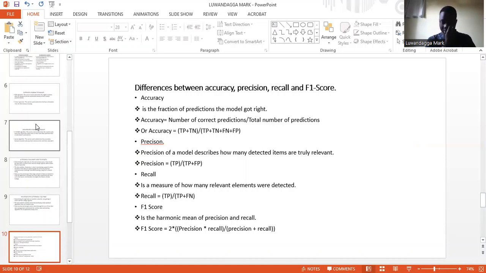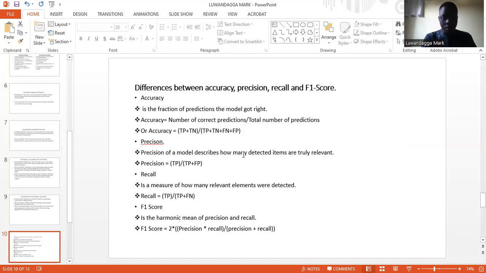The next line on this slide shows that accuracy is equal to the number of correct predictions divided by the total number of predictions. The total number of predictions is the true positives, plus the true negatives, plus the false negatives, plus the false positives. TP represents true positives, TN represents true negatives, FN represents false negatives, and FP represents false positives.